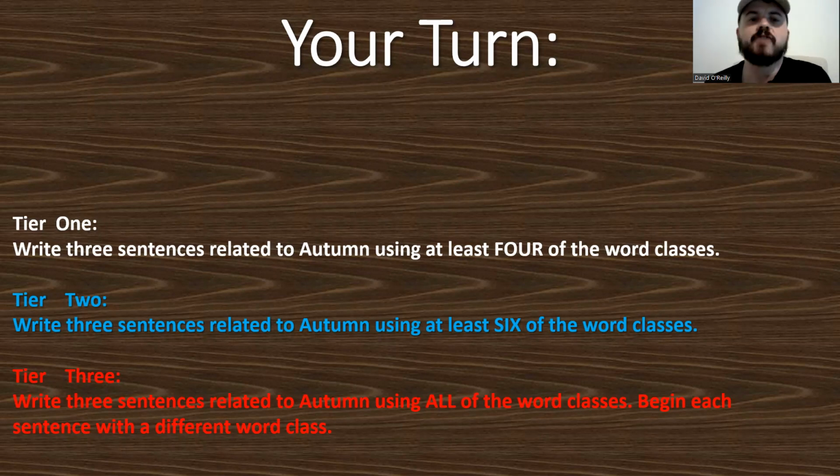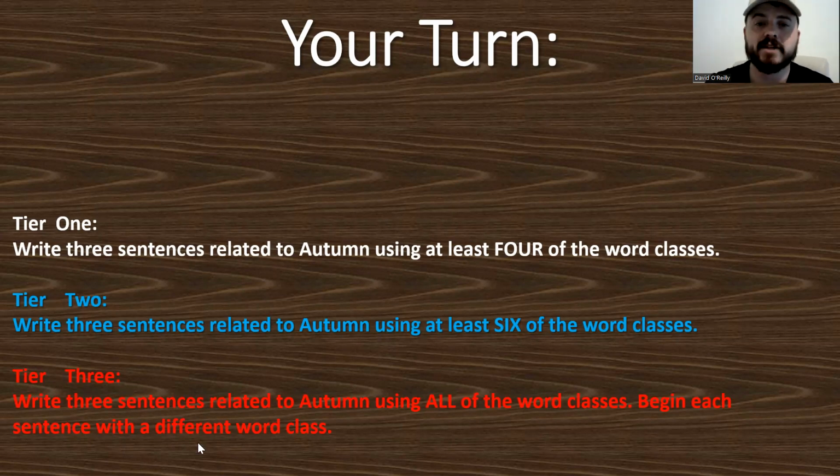Tier 2: can you write 3 sentences related to autumn using at least 6 of the word classes? This is a bit trickier. This is the one that I want all year 4s to have a go at. There are 7 word classes that we've looked at. You need to use at least 6 of them and write 3 sentences related to autumn using 6 of the word classes.